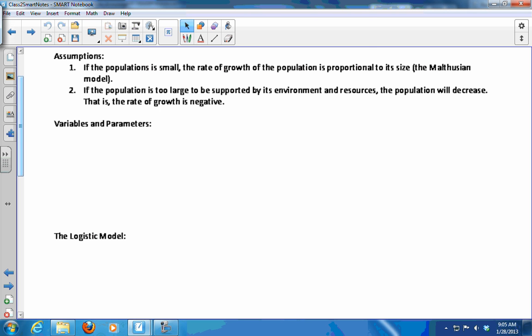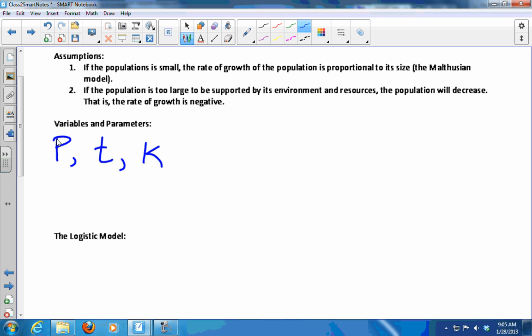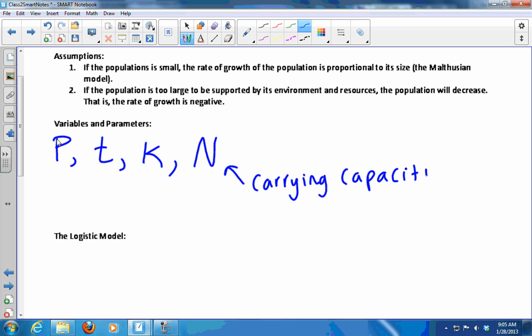All right, so my parameters now, I'm going to have the same parameters as the Malthusian model. I still have P for population size, T for time, the same K for when the population is small, a constant of proportionality. And I have one more that I'm going to add, N. This one is going to be the carrying capacity, the size of the population that the environment can support. So we're going to try to use these variables and parameters to write an equation that satisfies those assumptions.